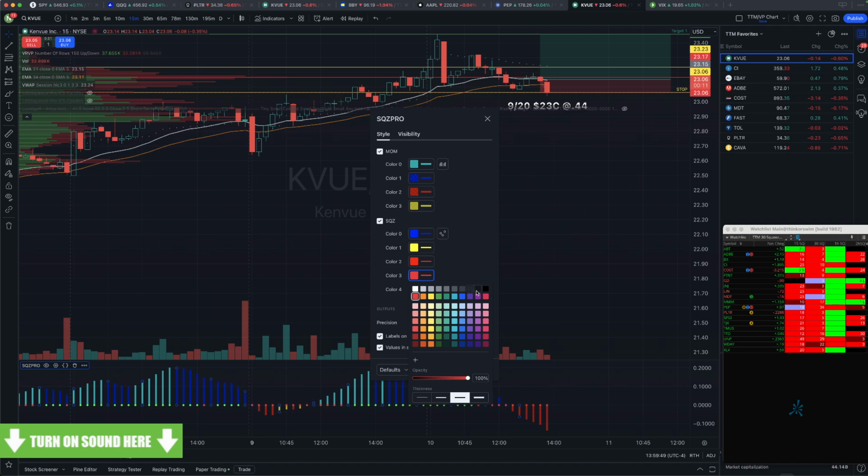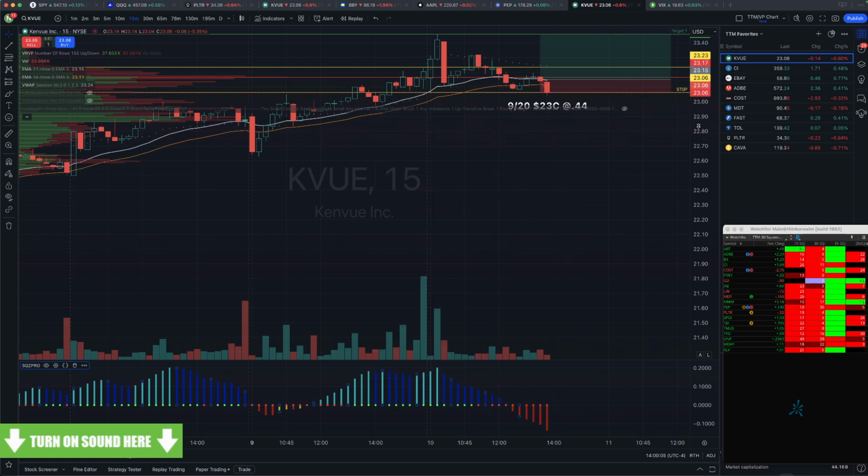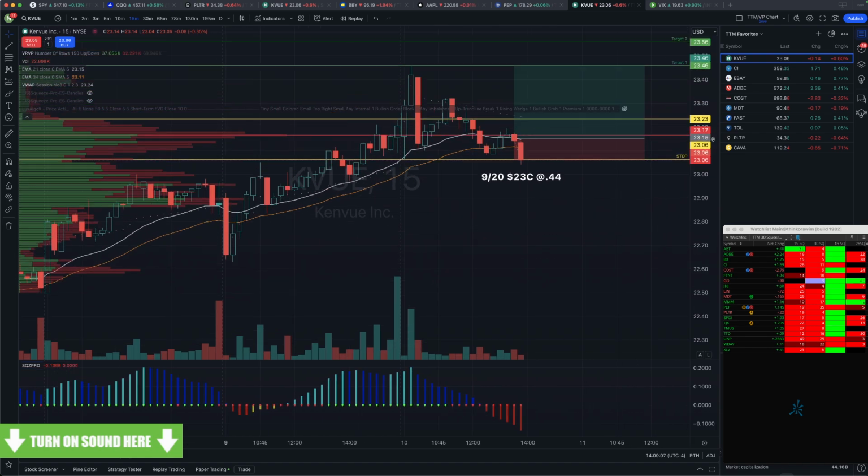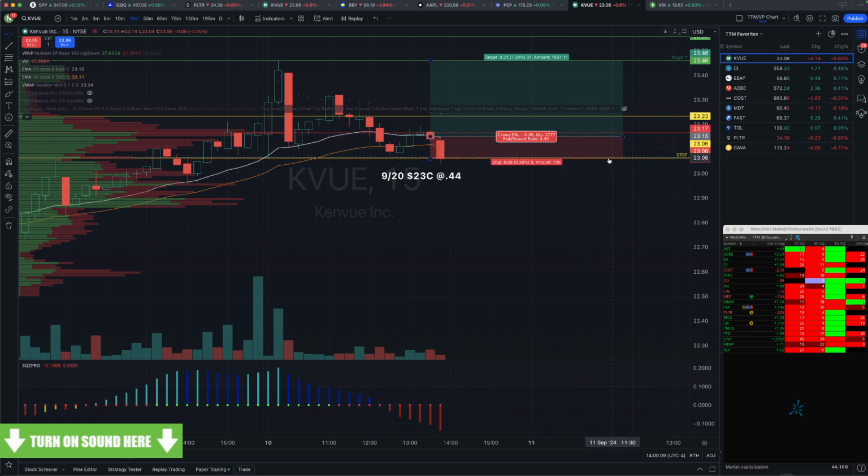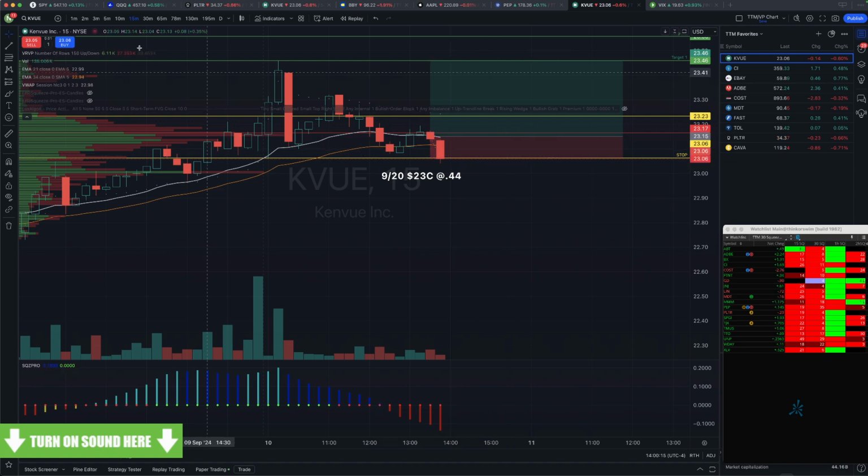Yours is probably going to black, right? Okay, at any rate, to me this is still potentially valid, but I'm watching it here really carefully. But look what it's doing, right? It's wicking through that level, at least for now, and potentially finding a good bounce spot.